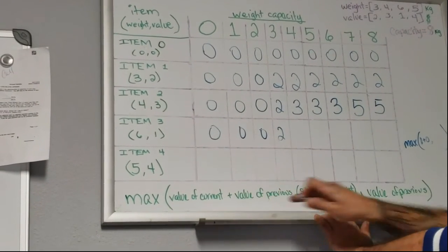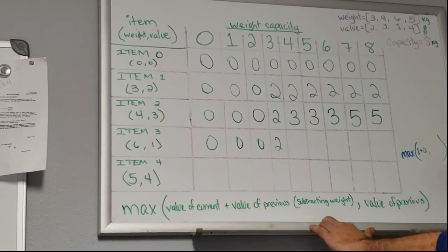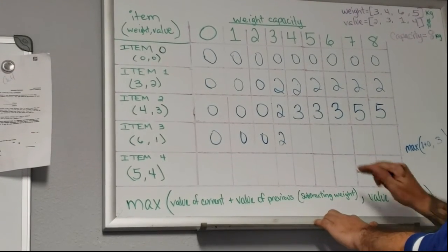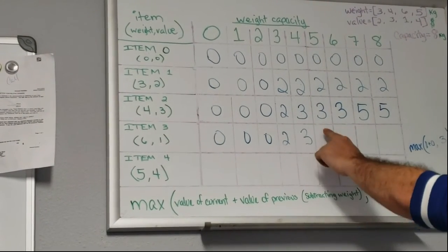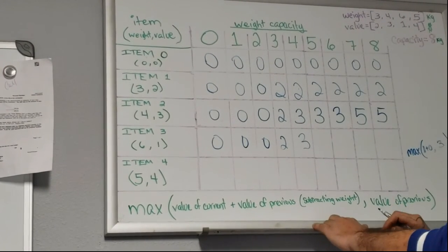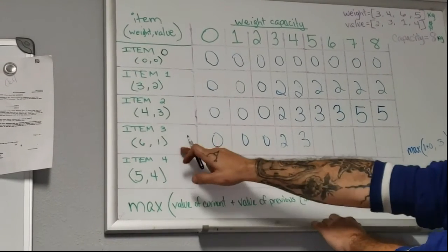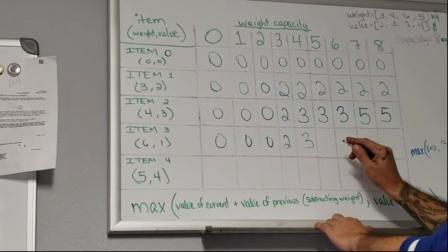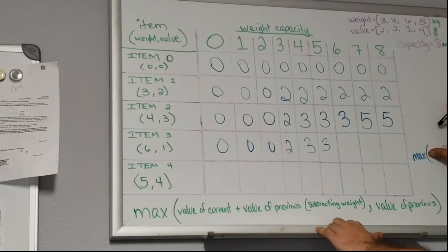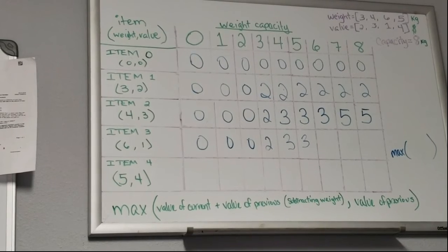So this is the value of the current, value of the previous. Now let's look at the value of the previous. We're going to look above. It's 3. Max value here is 3. So we're just going to take the value of the previous. Again, we're going to have the same outcome for a 5 kilogram weight capacity. Let's just take the value of the previous because we know item 3 will not fit into this weight capacity. Item 3 will not fit into our knapsack because of that weight capacity.